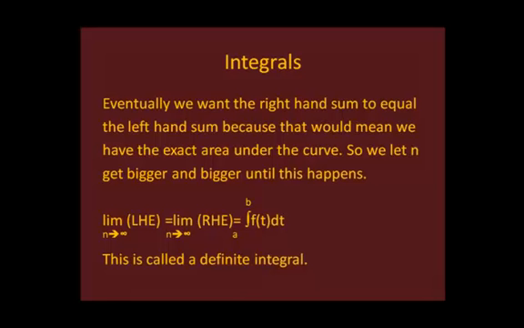So what that means is we're letting n get bigger and bigger and bigger until this happens. We're putting in more and more rectangles. So what we're doing is we're letting n go to infinity. So if we take the limit as n goes to infinity of the left-hand estimate, eventually it'll equal the limit as n goes to infinity of the right-hand estimate, which will be the exact area under the curve, which is represented by the definite integral. And you'll see that symbol that looks like an S. The integral from a to b of f of t dt is called the definite integral.